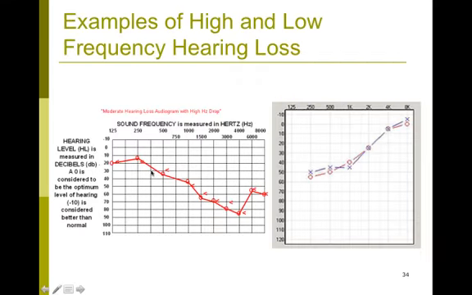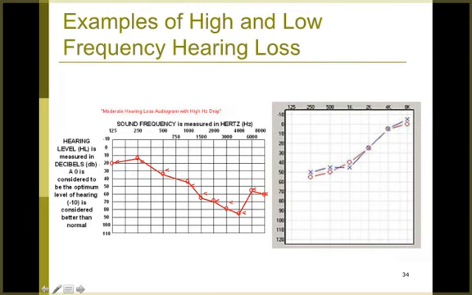So here's an example of a high frequency sloping hearing loss for the right ear. You can see that things are within normal limits, but progressively there's a hearing loss for the higher frequencies. In fact, this is a type of hearing loss that we would expect to see most commonly in cases of noise-induced hearing loss. So they have this typical pattern where there is a dip in the hearing around 4 kilohertz, and it's sensorineural in nature.